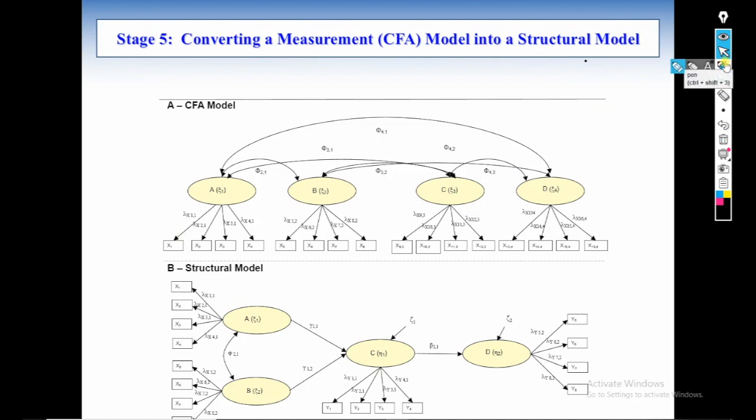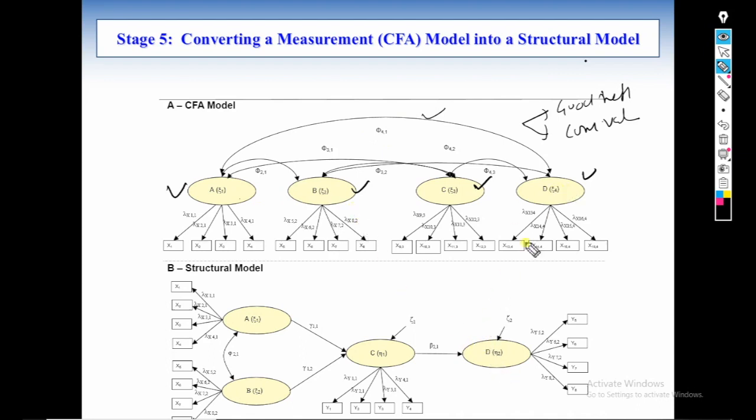In a CFA model you can see there are four constructs: 1, 2, 3, 4. In CFA, first of all we find the construct validity and goodness of fit indexes. So there are two approaches: one is goodness of fit index, and another is construct validity. So this is the CFA, and after specifying the measurement model, then we will identify which one is endogenous and which one is exogenous.